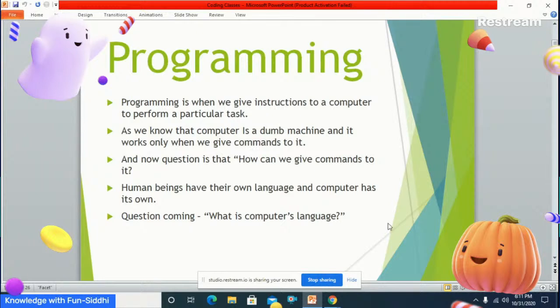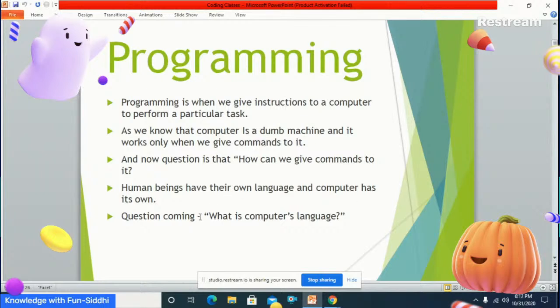Yes, I'm waiting for your reply. Let anyone of you say what the computer's language is. Yes, it has its own language, like band and many more. Okay, anyone else? Saksham, you're right. Okay, leave it.